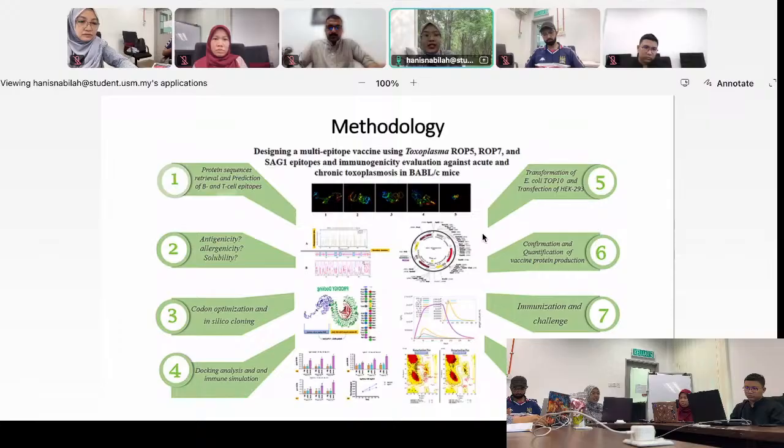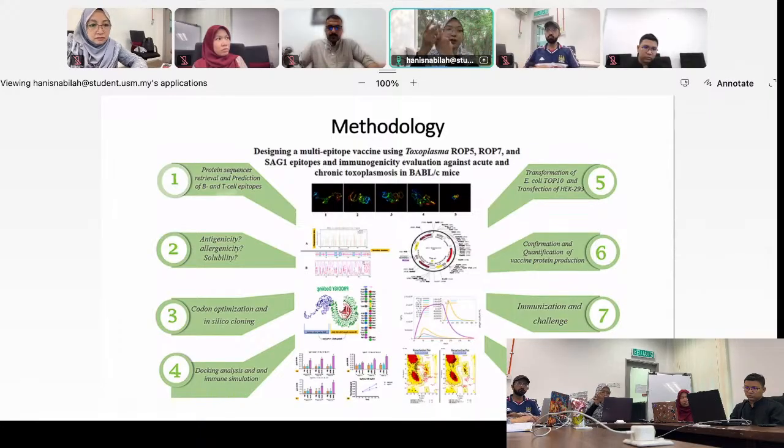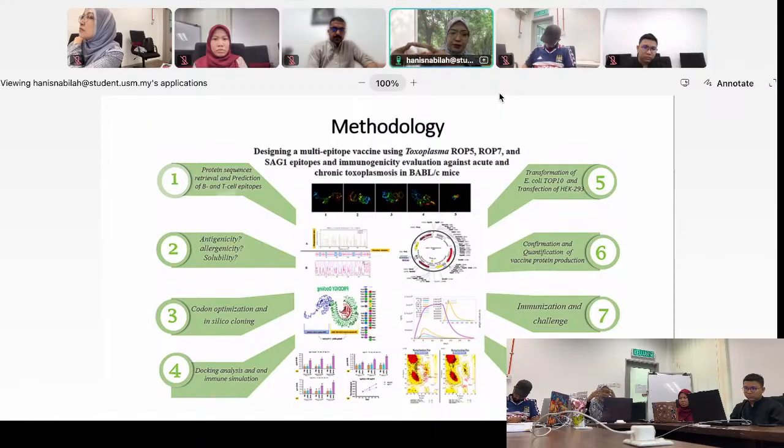So for the methodology, from the three protein sequences, they retrieve them from NCBI, and they predict T cell and B cell epitopes using servers. Then they assess the antigenicity, allergenicity, and solubility. Then in this study, they optimize the codons and do in silico cloning to create the plasmid, the vector itself. Then they check docking analysis and immune simulation. That is the bioinformatic part.